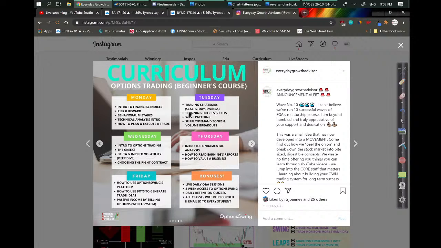Then the second day, we go through different types of trades: scalps, day trades, swing trades, position trades, planning these trades. How do you plan entries and exits? Wave patterns, supply and demand zones. How do you spot them? Volume breakouts, etc. The third day, we go into options trading.